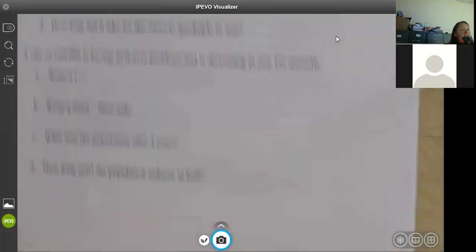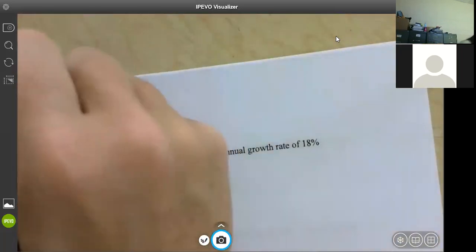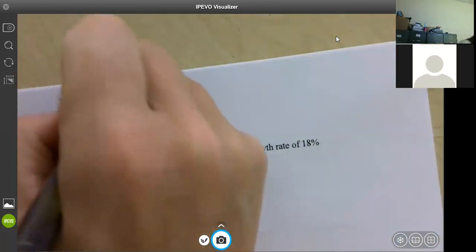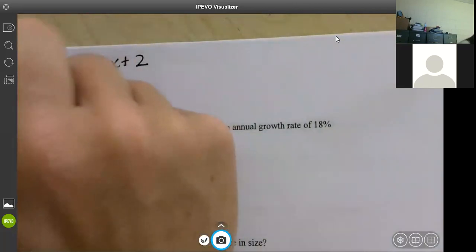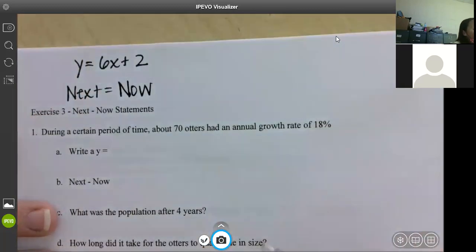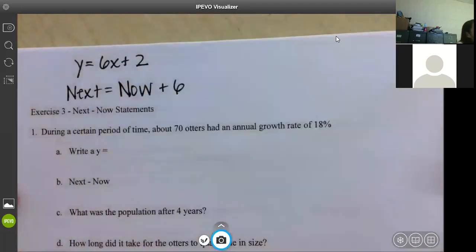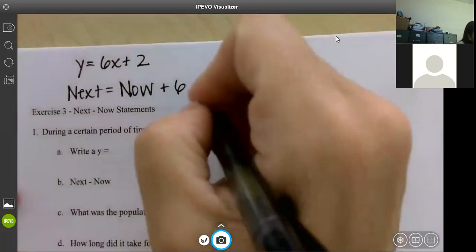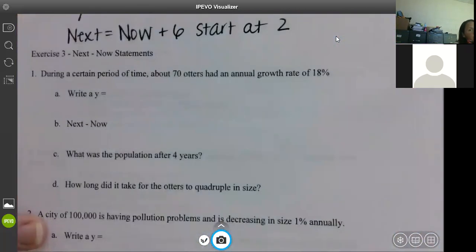All right, next-now statements. Remember we did next-nows with linears? So I'm going to write one up here for just a second. Say we had this as a linear. We're not doing linears today, but I want to remind you what it was. We write it as next equals now. For linears, we're always adding and increasing. So we would add 6, or add your slope each time. And we started at our y-intercept.